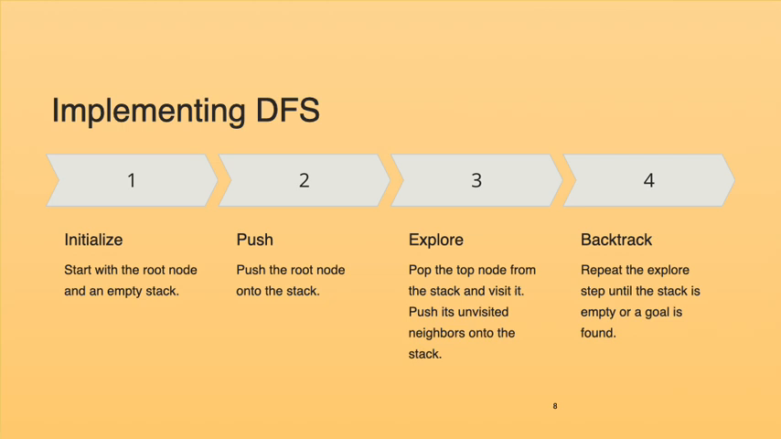Implementation of depth first search: initialize, push, explore, and backtrack. Initialize: start with the root node and an empty stack. Push operation: push the root node onto the stack. Explore: pop the top node from the stack and visit it. Push its unvisited neighbors onto the stack. Finally, backtracking: repeat the explore step until the stack is empty or a goal is found.